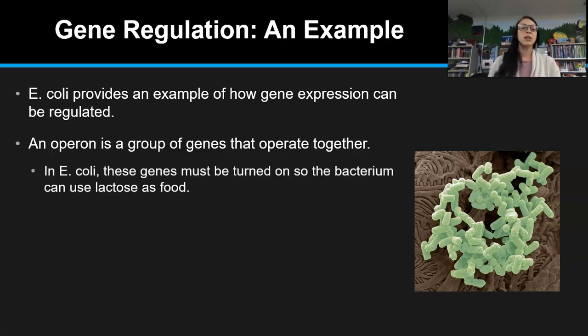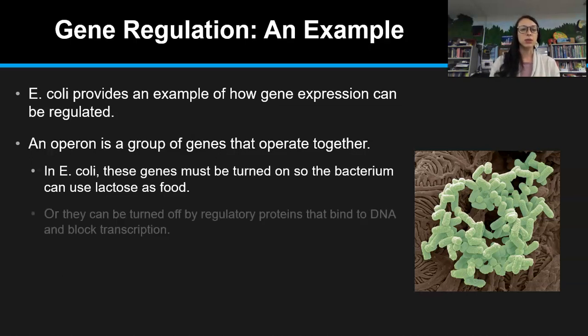In E. coli, these genes must be turned on so the bacteria can use lactose as food. So E. coli bacteria has the ability to turn on and off the gene that allows it to break down lactose, which is a type of milk sugar. You can think about this in terms of humans too. Humans can be lactose intolerant, which means they can't have the milk sugar. This is because their body lacks the enzyme to break it down. Whereas E. coli bacteria has the ability to turn on and off the regulation of the expression of the gene that allows them to break down lactose.